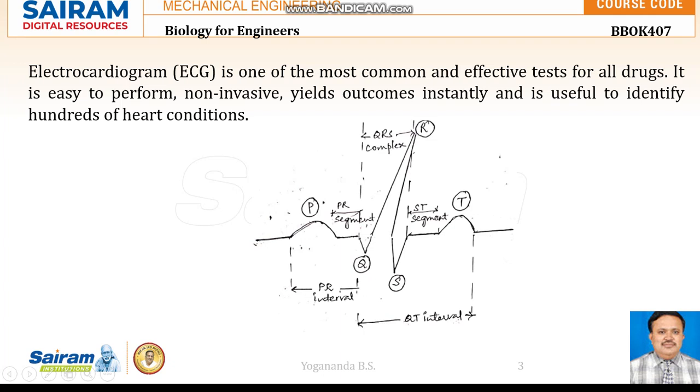So we have different segments like the PR interval, that is from point P to R. So that is the PR segment. Then we have the QRS complex, that is the peak of the graph, and then we have the ST segment.